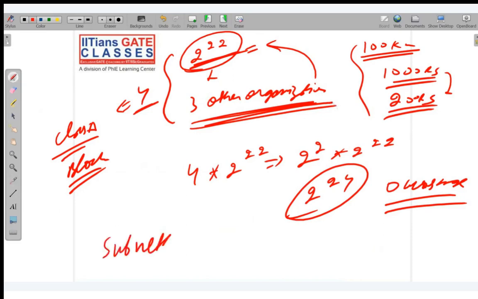Many questions have been asked in GATE from this topic, so you have to study it very properly, and many students get confused here, but I will put the concepts in such a way that you will never get confused in this topic. So now we are going to start a new topic, that is subnetting. Okay, so why are we doing subnetting? You have got the proper idea.